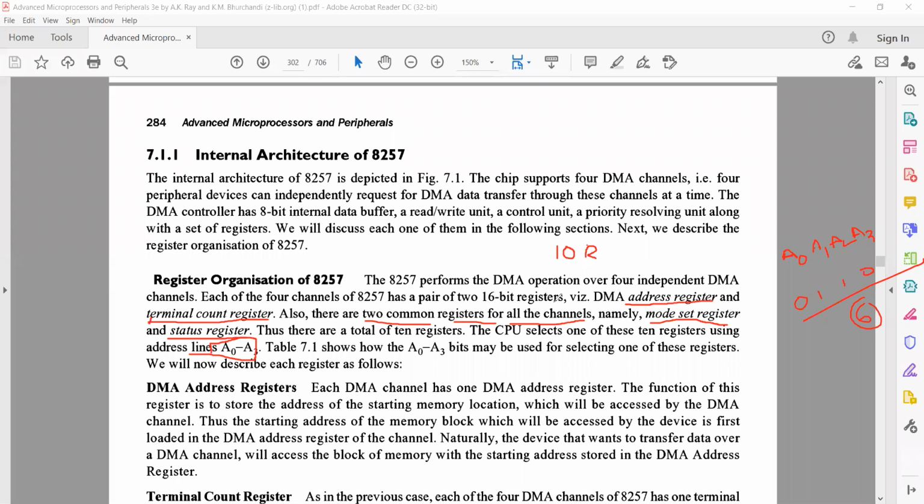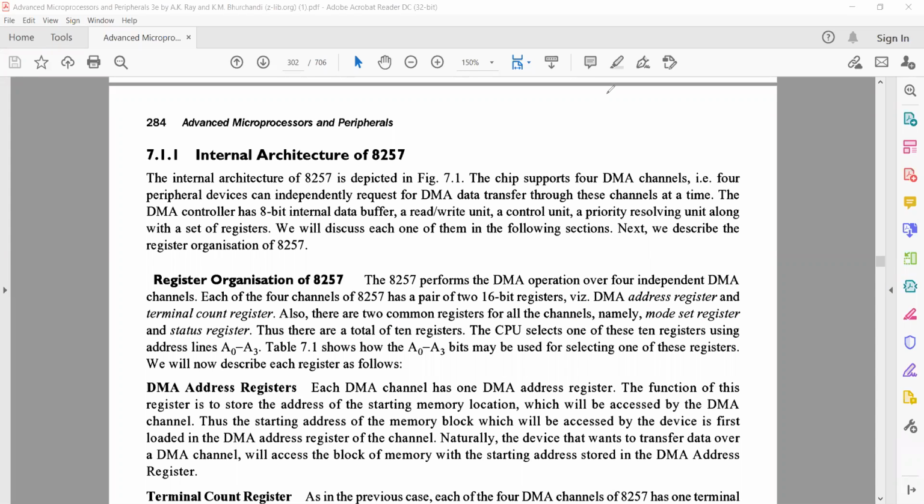Down the line, we have a table here. That table indicates how A0 to A3 bits may be used for selecting one of the registers. So this is the register organization of 8257. Now let us see the purpose and functioning of these registers that we discussed.